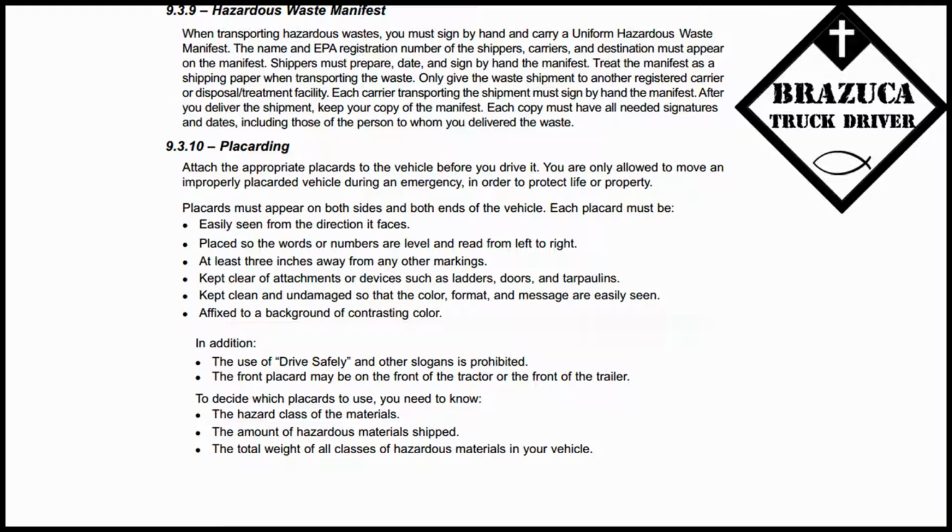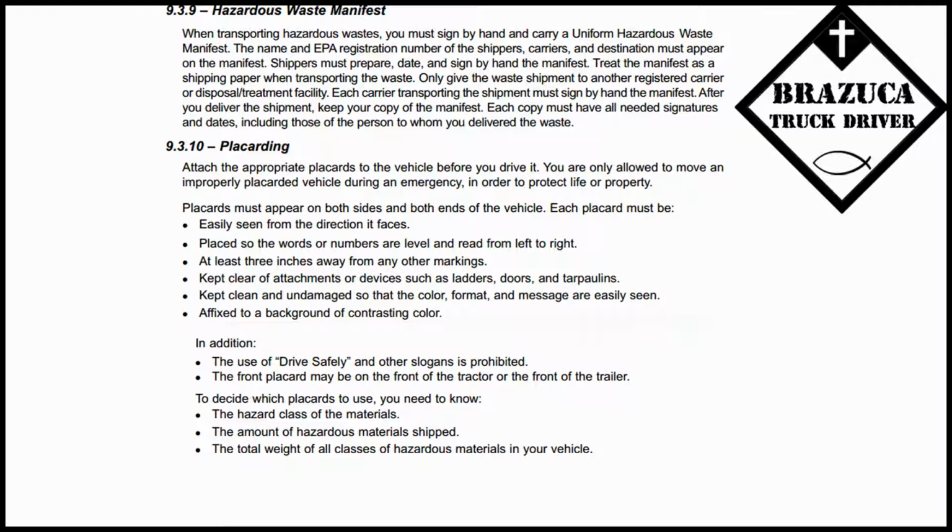9.3.10 Placarding. Attach the appropriate placards to the vehicle before you drive it. You are only allowed to move an improperly placarded vehicle during an emergency in order to protect life or property. Placards must appear on both sides and both ends of the vehicle.